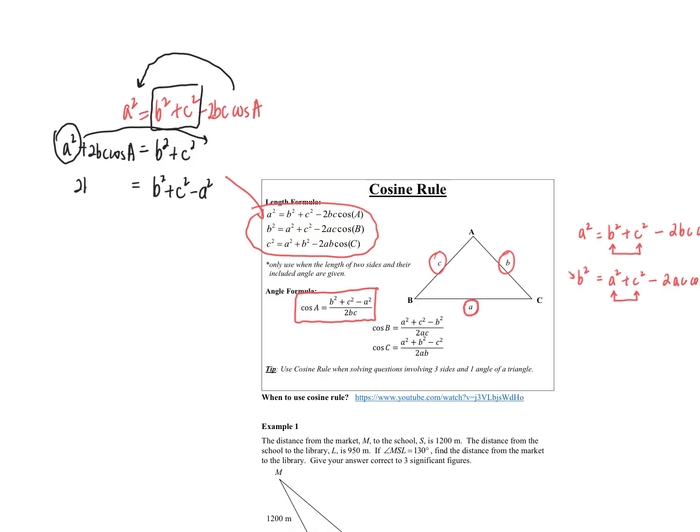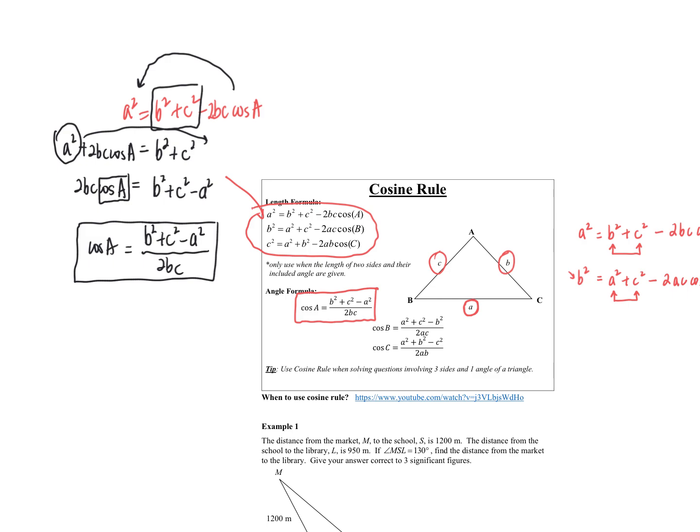So the angle formula is not given, but you can always manipulate it on your own. How to keep the cosine here? Since it's all multiplied, 2 times B times C times cos A, you can divide over the 2BC. So that's how they arrive at the formula. There's no need for you to memorize the angle formula. It's just a rearrangement of the first one, and this formula is given on your first page.